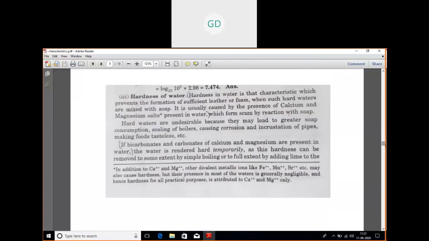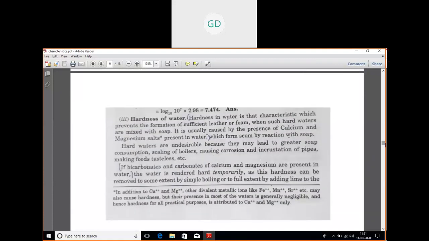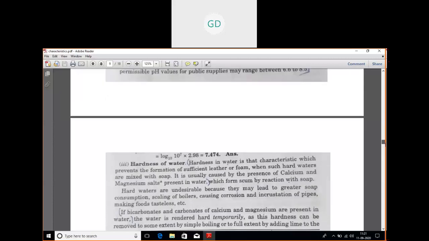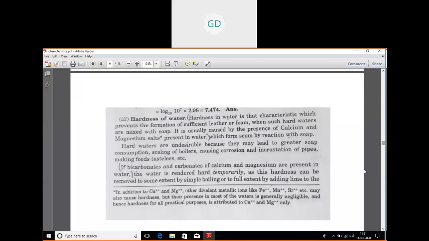Let's start the next one. So next one is, after your total solids and suspended solids and pH, the hardness of water. Sometimes I think most of you have heard people saying that this water is hard. So what does that actually mean?